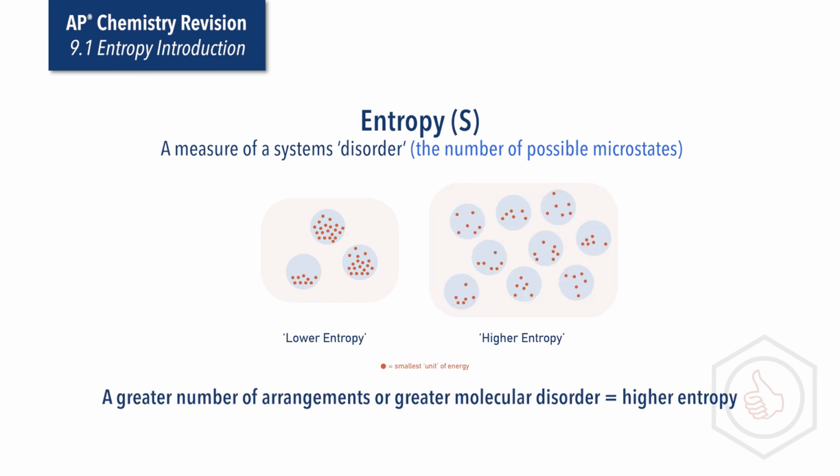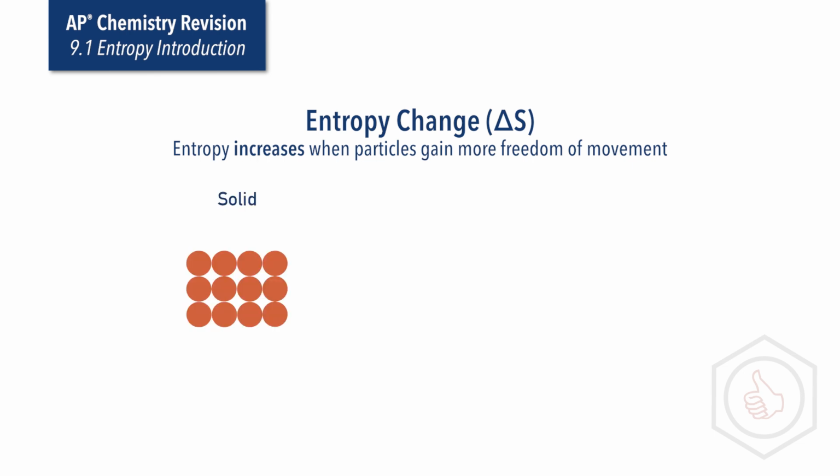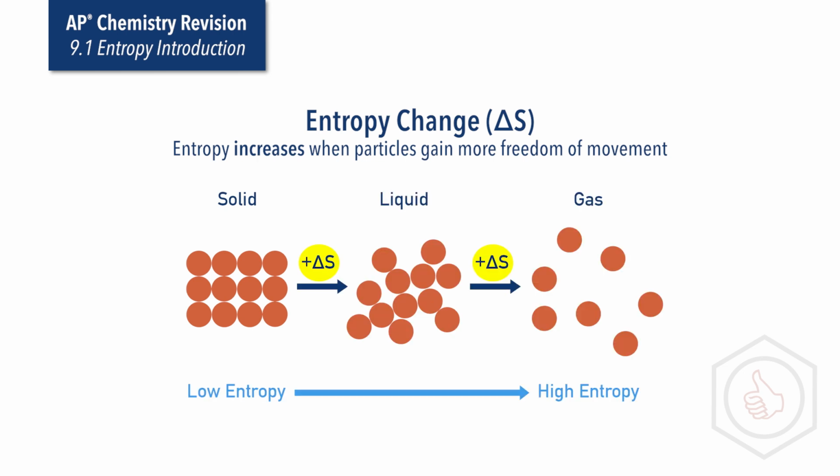During chemical or physical changes, the entropy of a system often changes as particles get rearranged and energy becomes more or less dispersed. This entropy change is often represented as delta S. Entropy increases when particles gain more freedom of movement, meaning entropy change occurs when a substance changes physical state. For example, for a given amount of substance, a solid has a lower entropy than a liquid, and a liquid has a lower entropy than a gas.